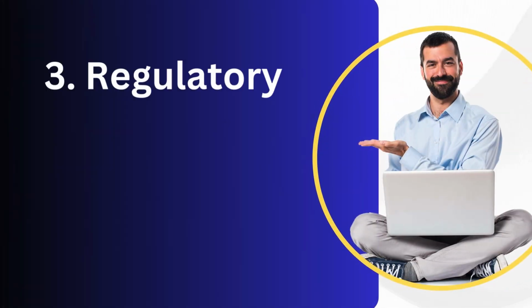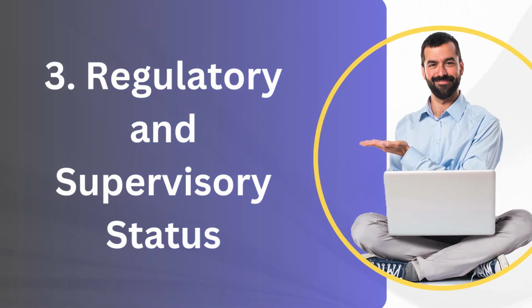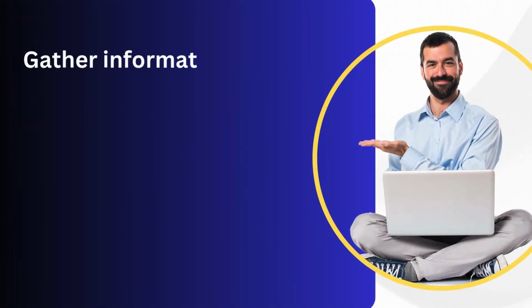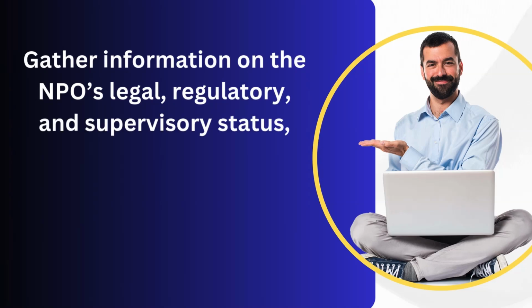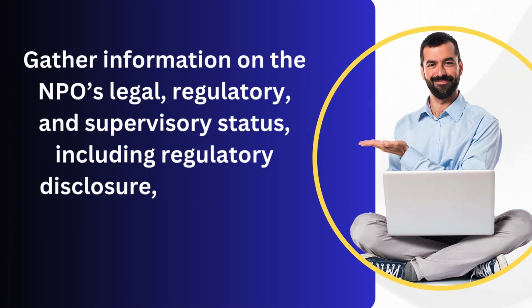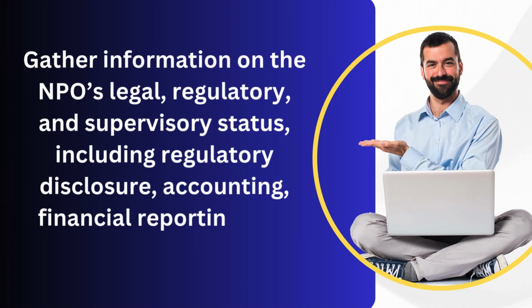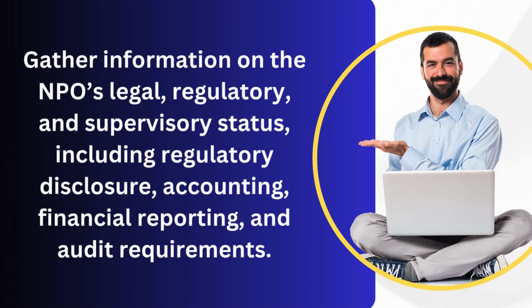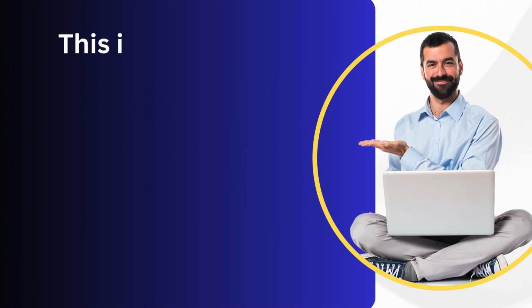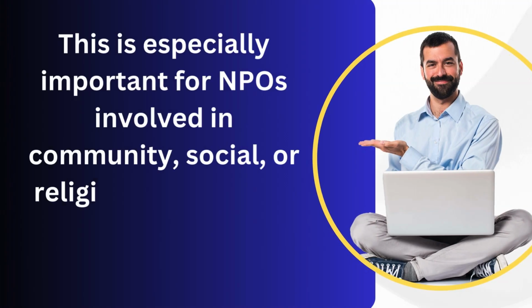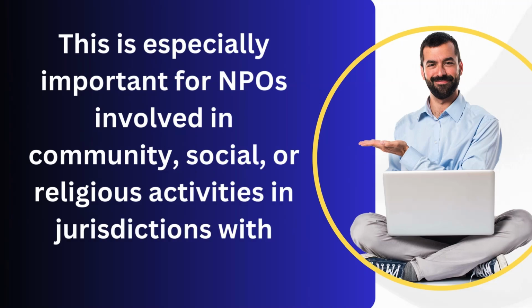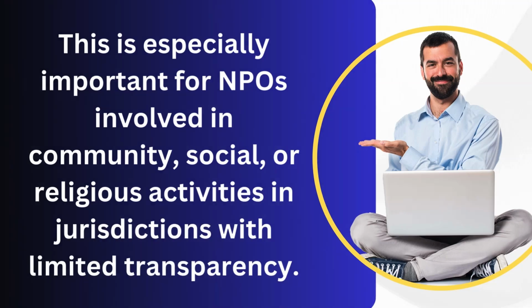3. Regulatory and supervisory status. Gather information on the NPO's legal, regulatory, and supervisory status, including regulatory disclosure, accounting, financial reporting, and audit requirements. This is especially important for NPOs involved in community, social, or religious activities in jurisdictions with limited transparency.